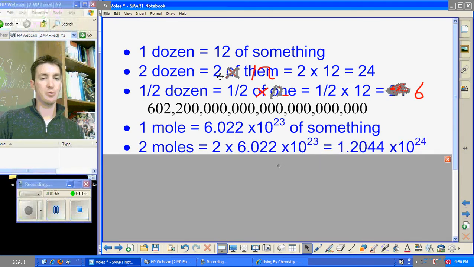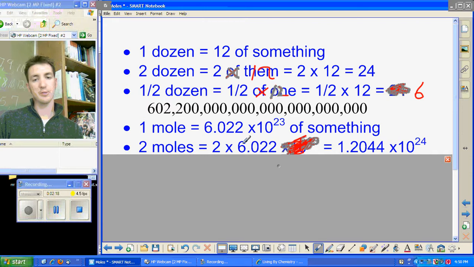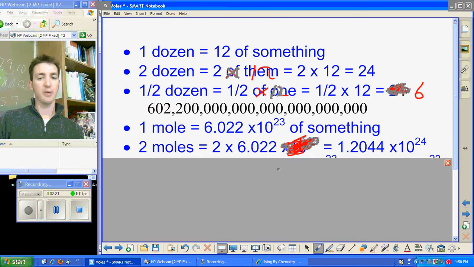Just like if I have 2 dozen donuts, I have 2 times a dozen. If I have 2 moles, I have 2 times that giant number. Now, if you don't like having to worry about the exponent, you can do the math without that. So what if a mole equaled 6? If I have 2 moles, I have 2 sixes, so I have 12. So think of it like that. A mole equals 6, and then you get the number 12 times 10 to the 23rd. So 12 times 10 to the 23rd is the same as 1.2 times 10 to the 24th. That's just the correct scientific notation.